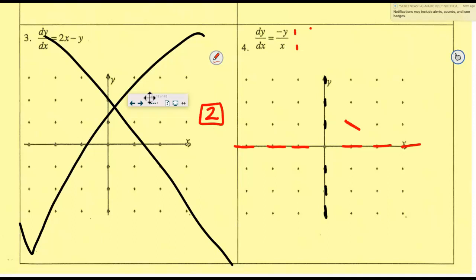At 1, 2, it's going to be -1/2. So I'll just be a little bit more gradual than that one. And then at 1, 3, even more gradual. Actually, that's a little too much.